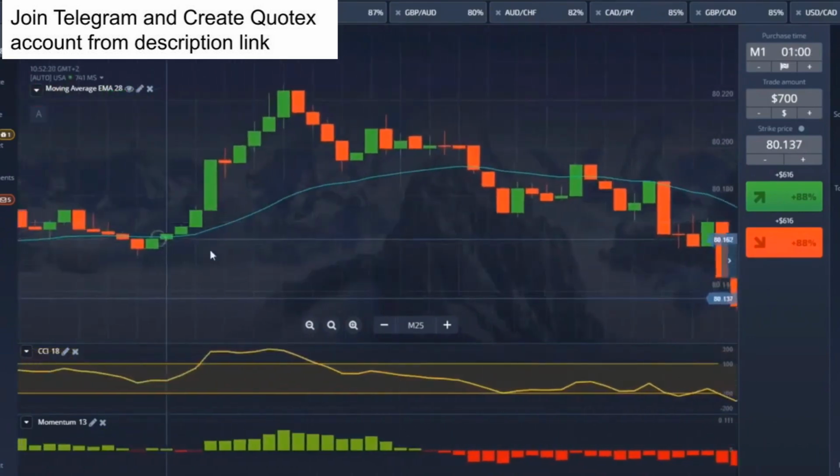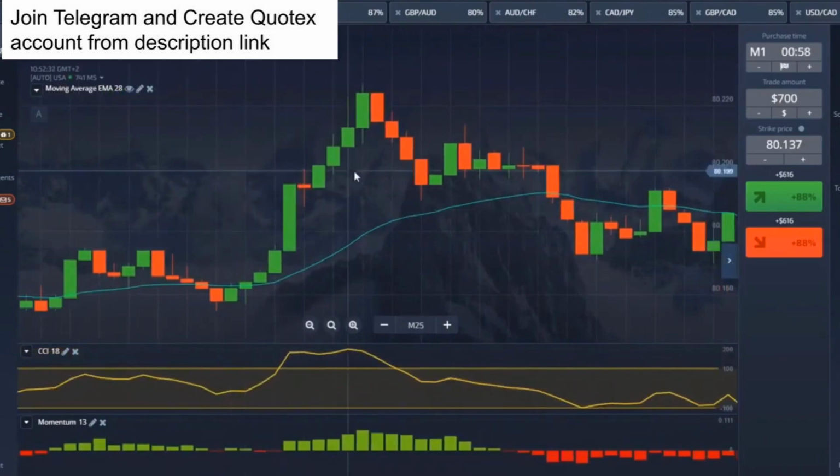The same thing happens for a call. The moving average line is below the candle. Our CCI indicator is very strong on an overbought level, it means that CCI is at the top of the line here. And we are having a green signal, a very strong one in the momentum, then we are going to take a trade on the newly generated candle.